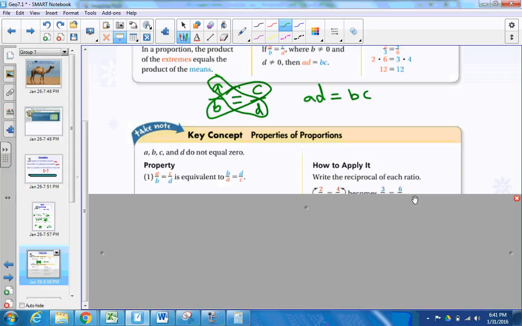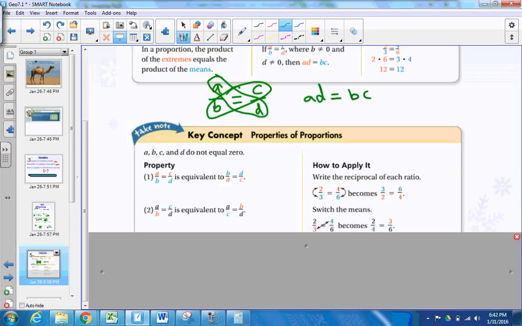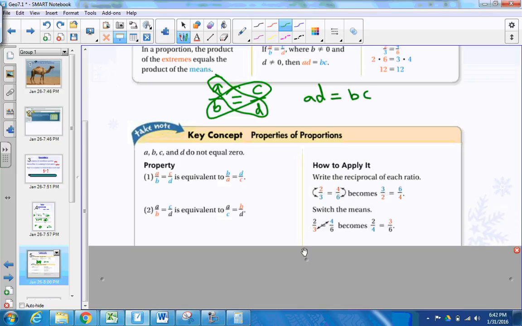So here's one property. A over B is equal to C over D. There's our proportion. It would be equivalent to, if you flip it, B over A is equal to D over C. You can always flip the whole thing and it won't change the way this proportion works. So rewrite the reciprocal of each ratio. So 2/3 equals 4/6. Same thing would be true if you flipped it and said 3/2 is equal to 6/4. Interesting property. Second property we have there, A over B is equal to C over D, would be equivalent to A over C is equal to B over D.